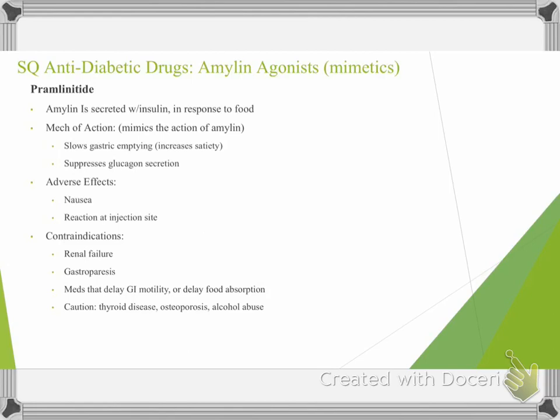Contraindications, renal failure, gastroparesis, which is delayed gastric emptying because it already causes a delay. So we don't want to delay in gastric emptying. So if they're already having a delay in gastric emptying, then we don't want that. If they are on meds that delay GI motility, like opiates, or delay food absorption, like those alpha glucosidase inhibitors, then it's contraindicated. We want to use caution with thyroid disease, osteoporosis, and alcohol abuse.